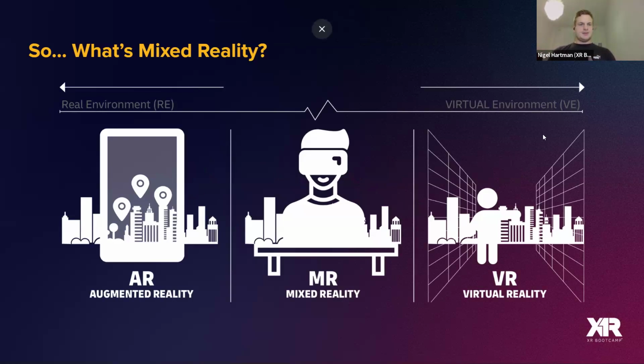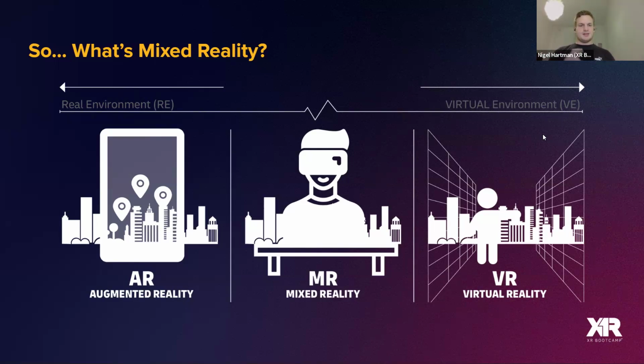So what is mixed reality? Actually, mixed reality is something between augmented reality and virtual reality. Augmented reality itself just adds another layer of digital content on top of your real world. And what is virtual reality? It's like you are fully inside a virtual world or environment, and no real world is visible anymore. And mixed reality is somewhere in between.